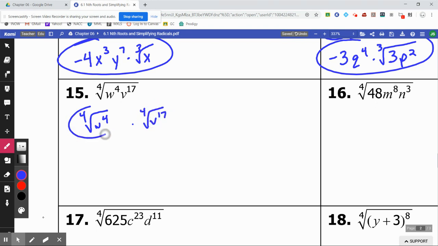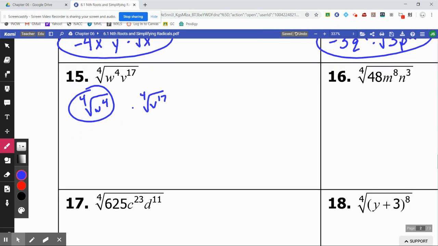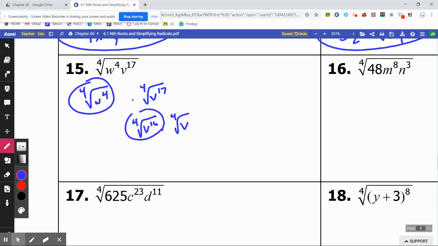Now this one we already know because it's a multiple of 4. Now we're looking for a multiple of 4, though, smaller than 17. That'd be the fourth root of v to the 16th. So we'll split it into that times v, and we know this now. The fourth root of w to the 4th is plain w. The fourth root of v to the 16th would be v to the 4th, times the fourth root of v, which is going to stay underneath.